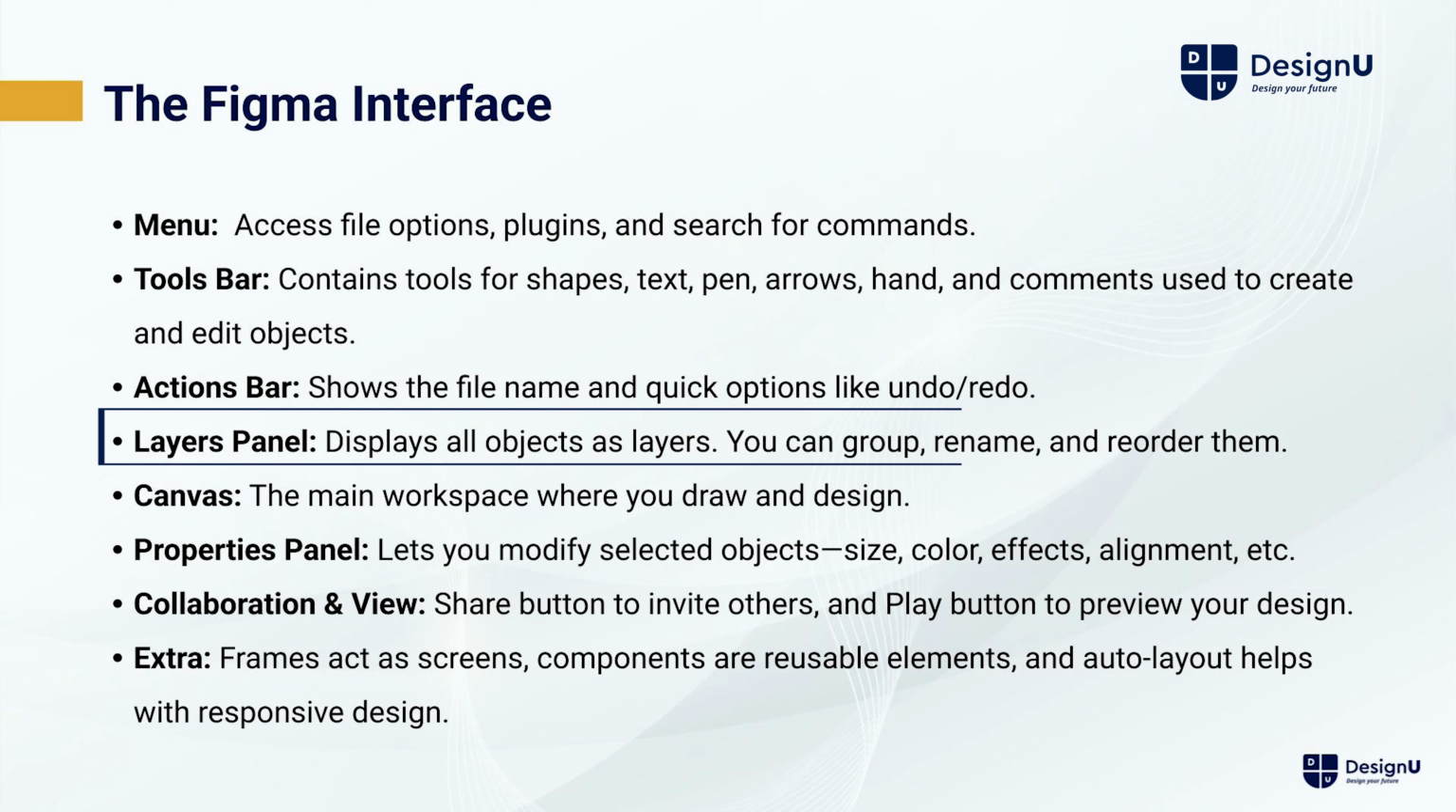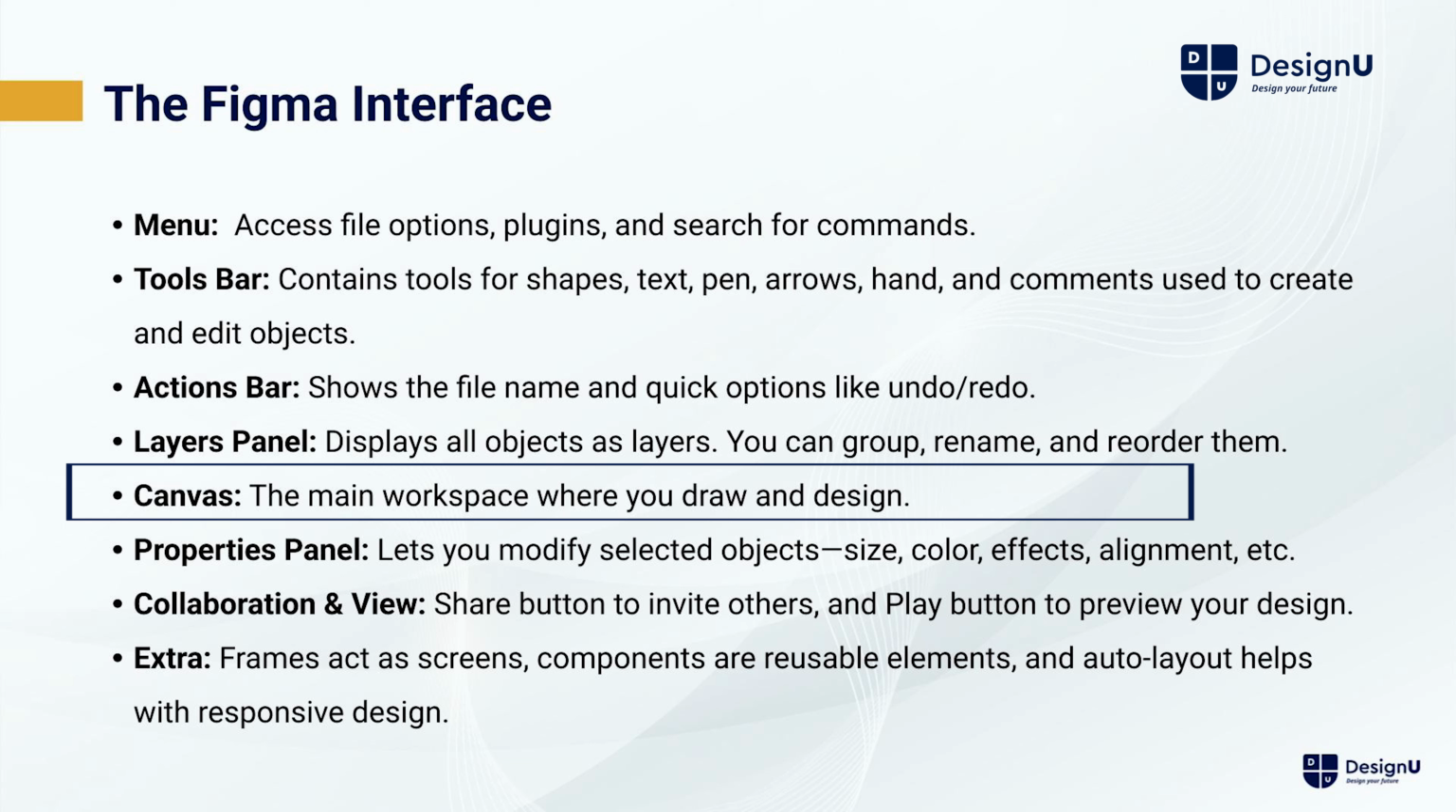Your layers panel, it displays all objects as layers. So everything that you create, every object, every element that you create is going to be on your layers panel. It's going to be shown what is the parent layer, the child layer, and so on and so forth. It's going to outline everything that you have created. Then your canvas, it's the main workspace of the design. It's your white screen, it's your white board where you can create anything you want to create.